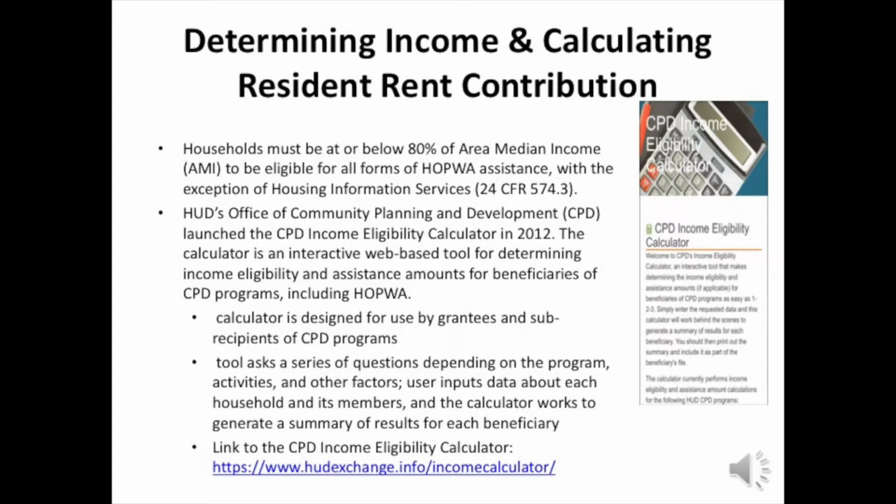Households must be at or below 80% of Area Median Income, also known as AMI, to be eligible for all forms of HOPWA assistance with the exception of Housing Information Services.